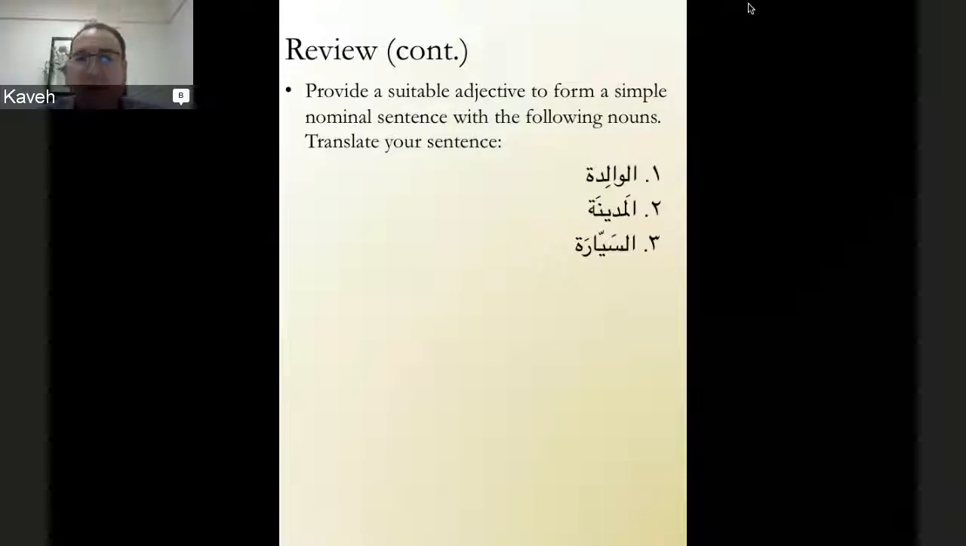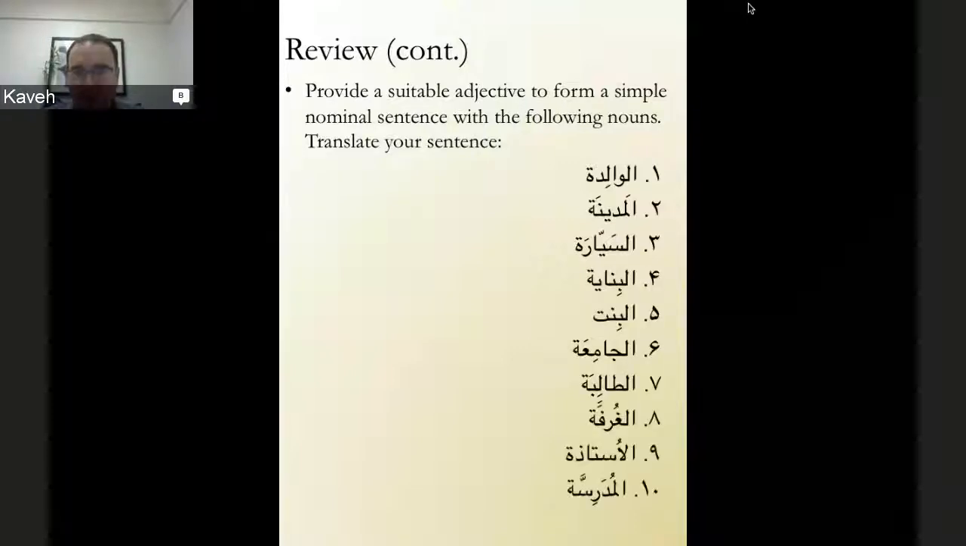All right, so I'm going to assign the rest of these for homework. You get to come up with your own adjective based on what's in the book, and then scan them and send them to me, all right?